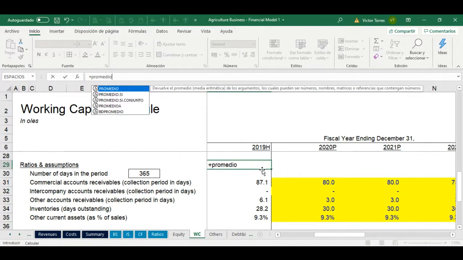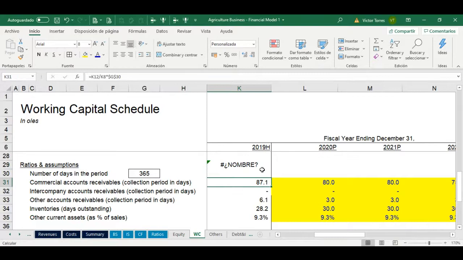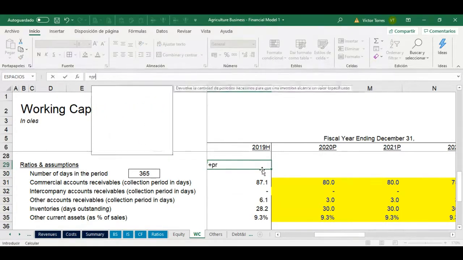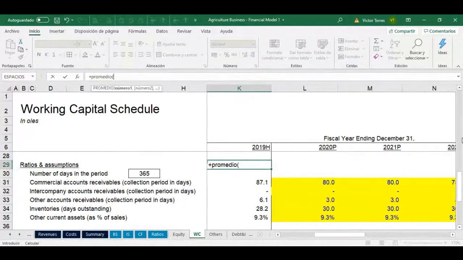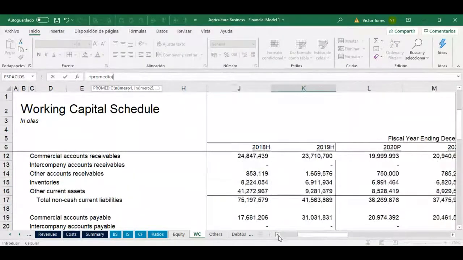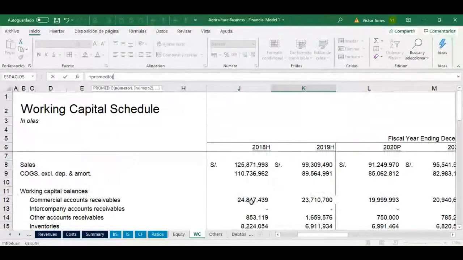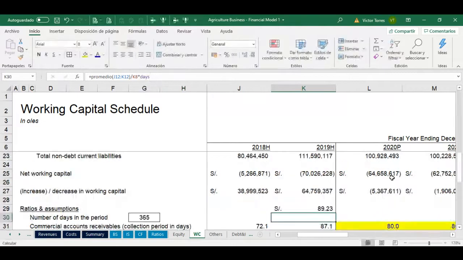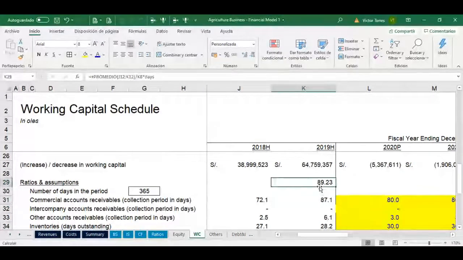So this is in Spanish. Yes, this is in Spanish. So what you should be thinking about is the average between these two, 2018, 2019, divided by the sales of 2018 times this. So I should be getting the 89 number instead of the 87 number, right?